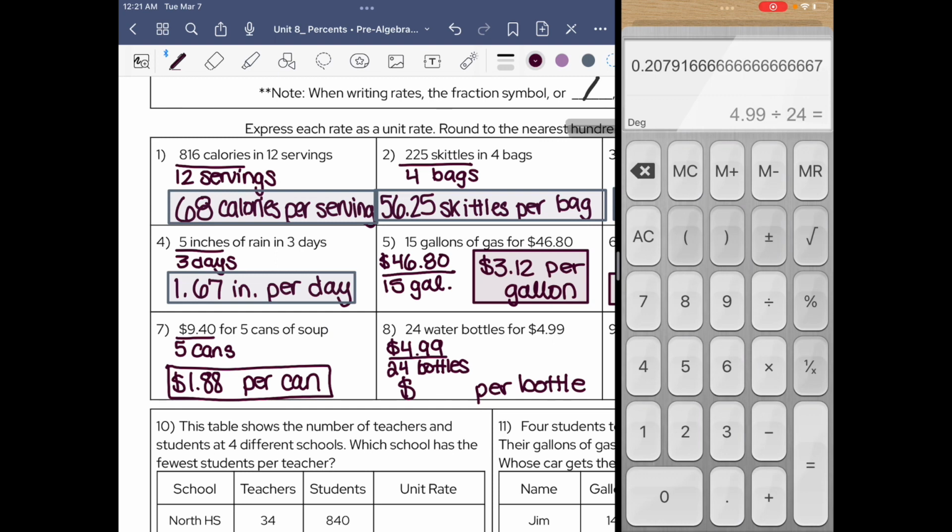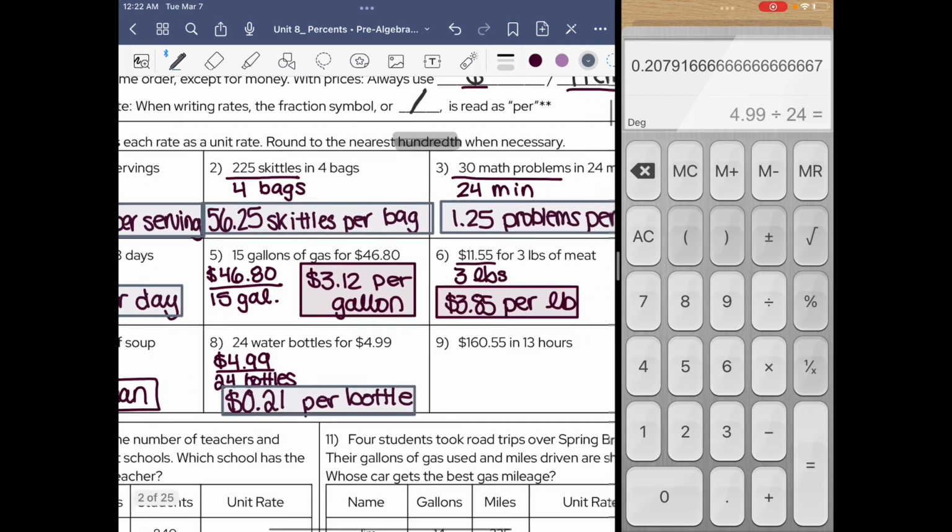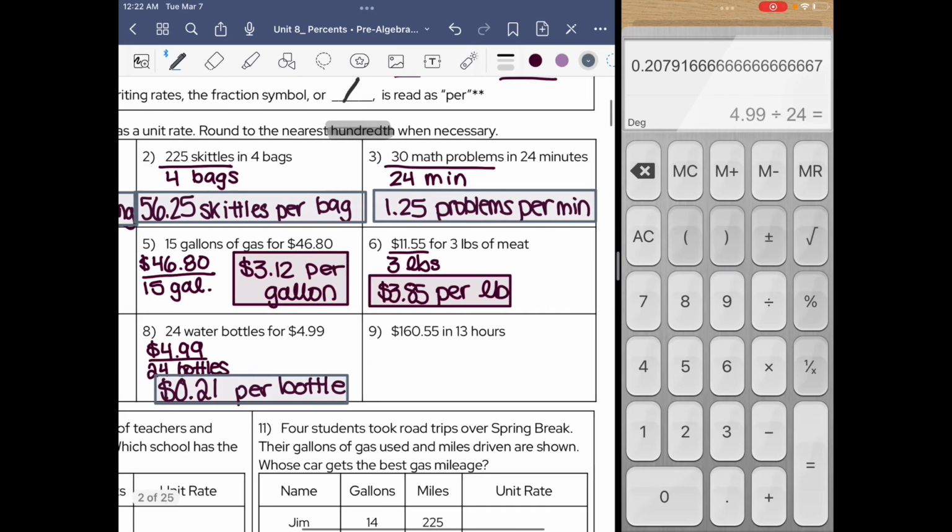Now, I get a pretty crazy decimal, 0.2079. This is going to round to 0.20, and then I check the third number, it's a 7. So that means instead of 20 cents, it's going to round to 21 cents. And bottles of water usually are very inexpensive. So 21 cents per bottle of water makes sense if you buy it in like a case. It's not as cheap if you buy it at like a gas station.